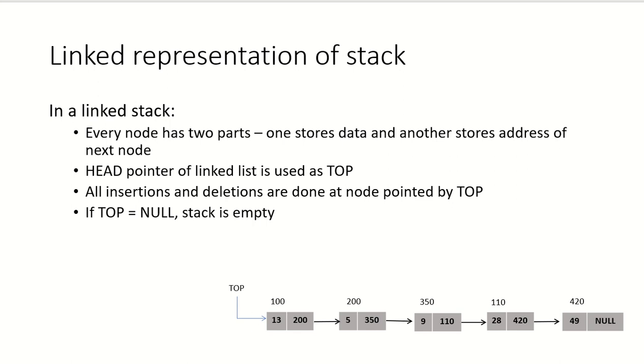Let's see how a stack can be implemented using a linked list. We know that in a linked list, every node has two parts. One part stores the data and the other part stores the address of the next node. We also have a head pointer to the linked list which always points to the first node in the linked list. This head pointer we are now going to use as the top variable. That means this will now point to the top of the stack.